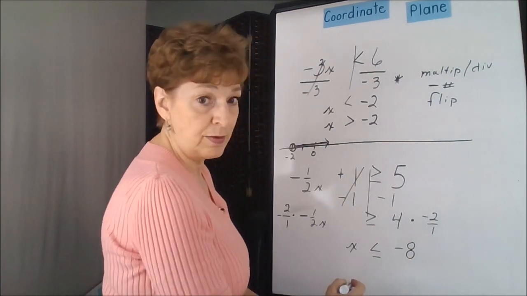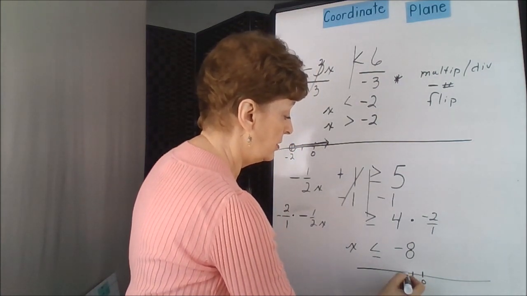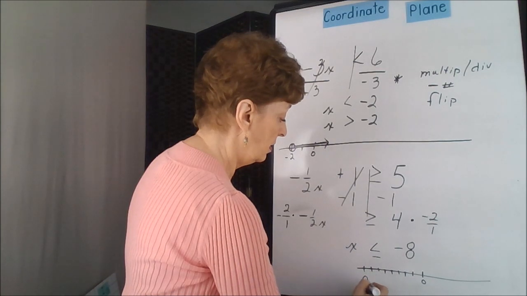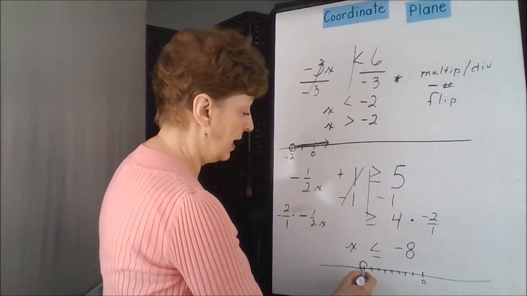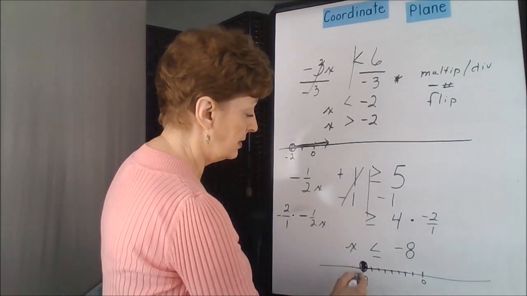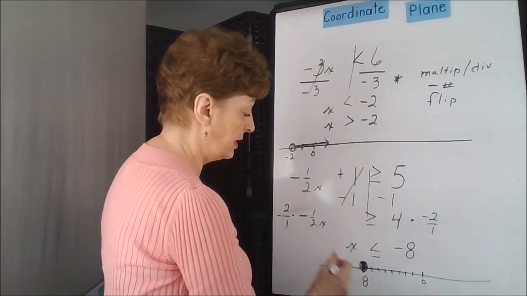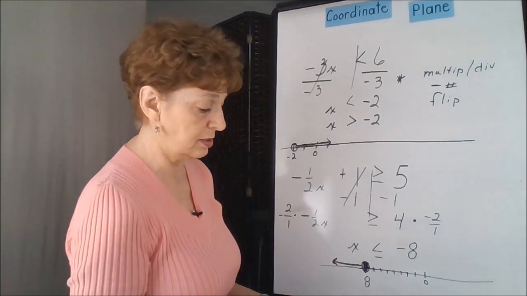So when we go to graph this, here's our 0, 1, 2, 3, 4, 5, 6, 7, 8. I'll extend my chart. This is circled at the 8, the -8. We're going to color it in because it is equal to, and the sign is pointing in this direction. So we're just going to put our arrow in that direction.